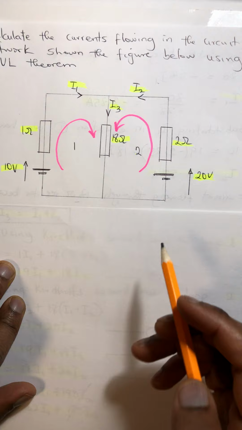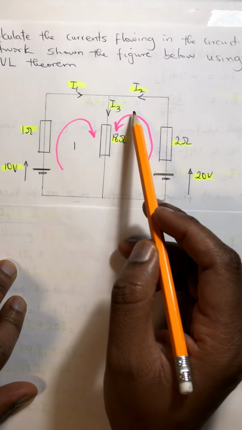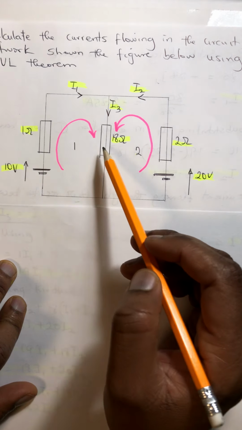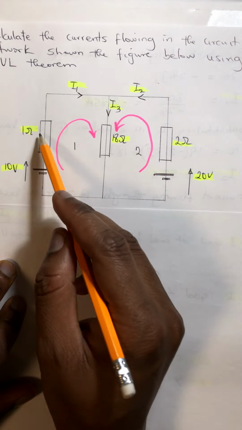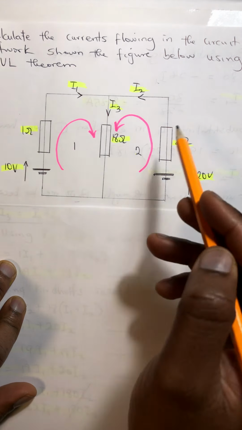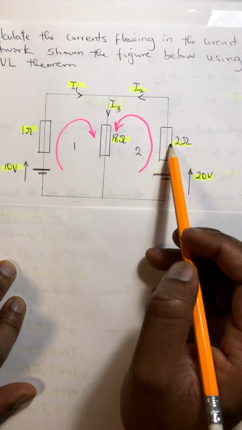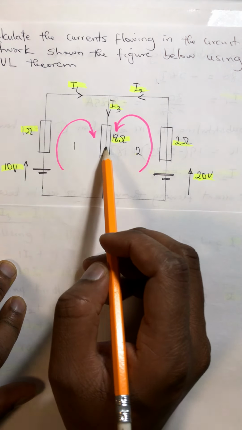Now we have the circuit given below, where we have 10 volts flowing in this direction and 20 volts flowing in this direction, with a resistor of 2 ohms here, 1 ohm here, and 18 ohms at the center.